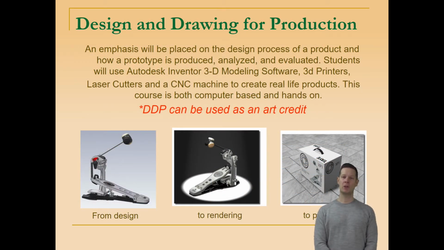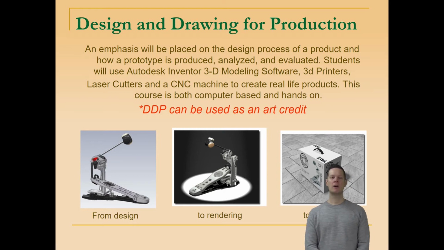The first course I want to talk to you about tonight is called Design and Drawing for Production, otherwise known as DDP. In DDP, students will utilize the design process and create solutions to problems that I give them. Students will then use state-of-the-art computer software to design and create a 3D model of their solution. From this 3D model, we are able to use various machines, whether it be a 3D printer, a laser cutter, or even a CNC machine, and create these solutions in real life. We can then evaluate and test these solutions and see how well the student did.